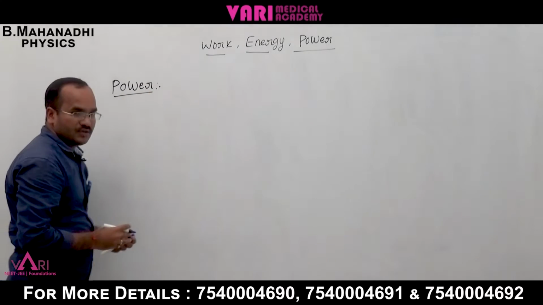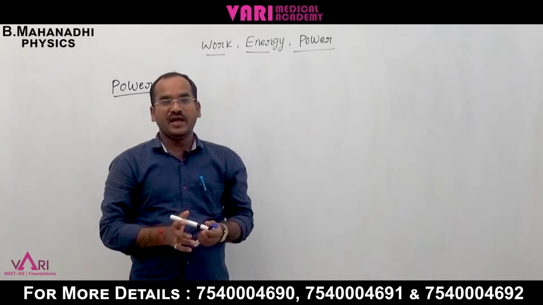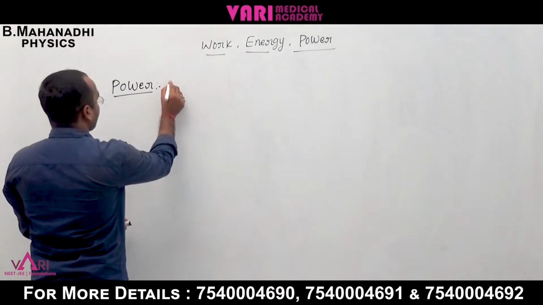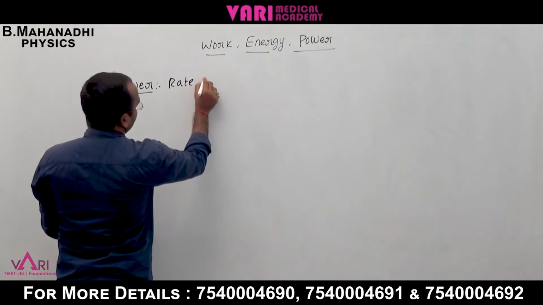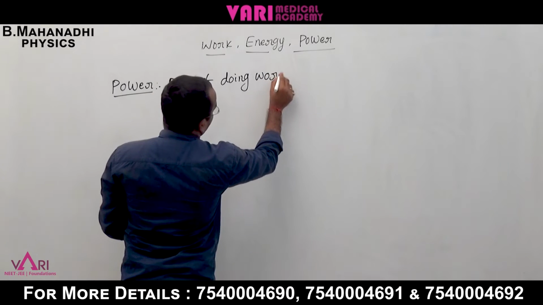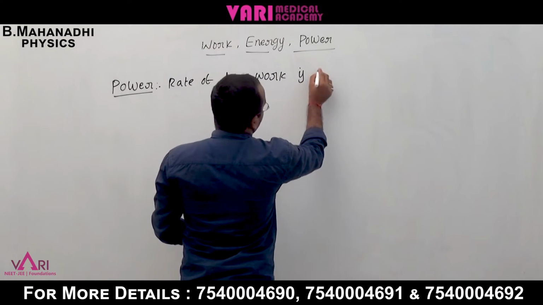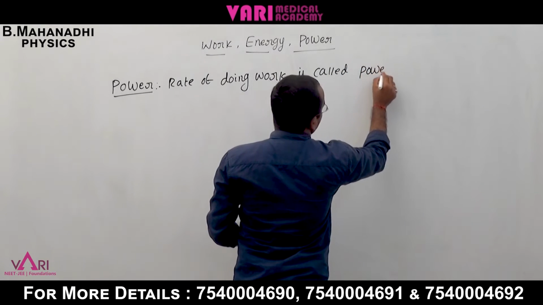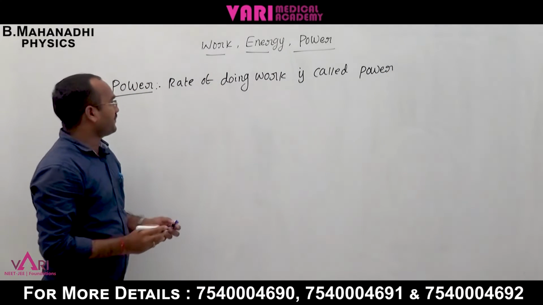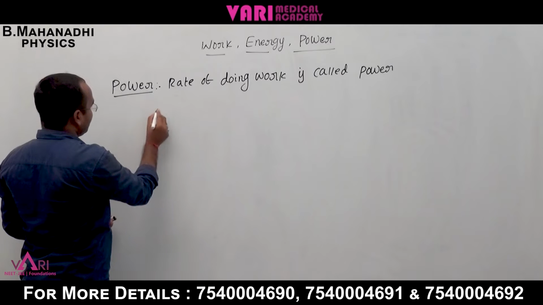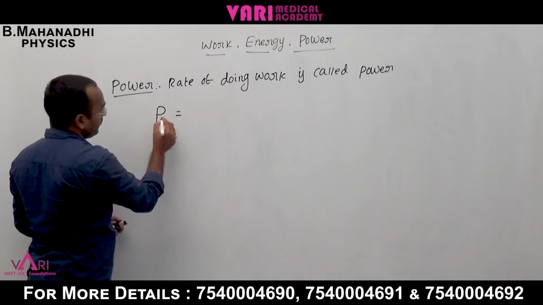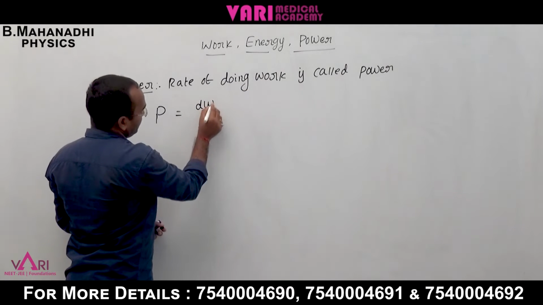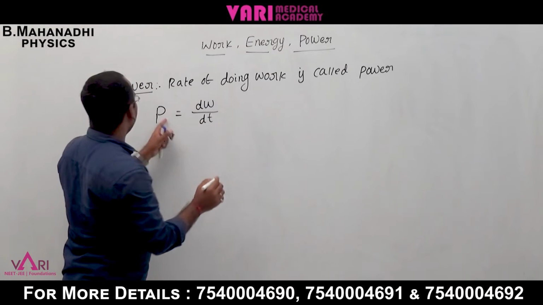What is power? The general meaning: the rate of doing work is called power. What is the representation of power? Power is represented by P, which is equal to the rate of doing work. Work varying with respect to time is called power.